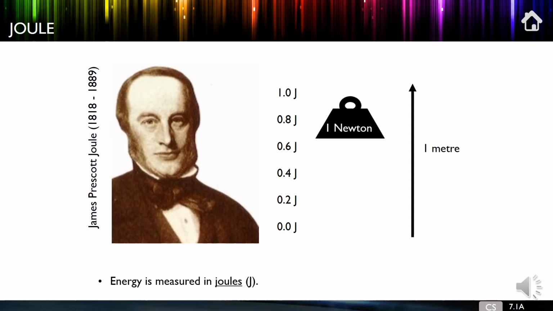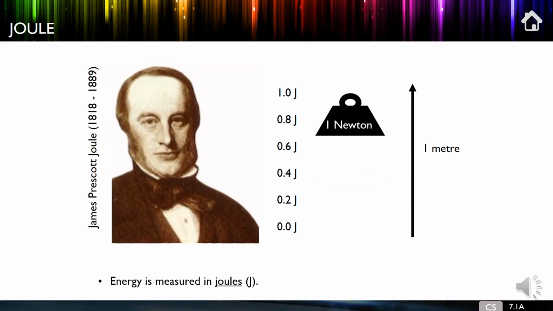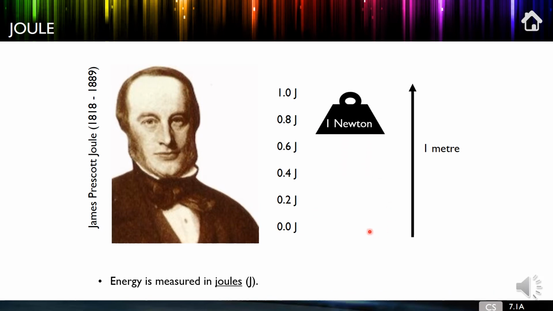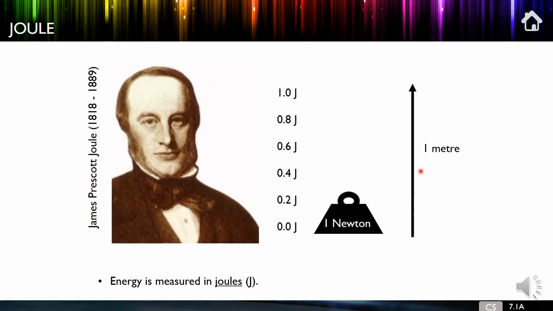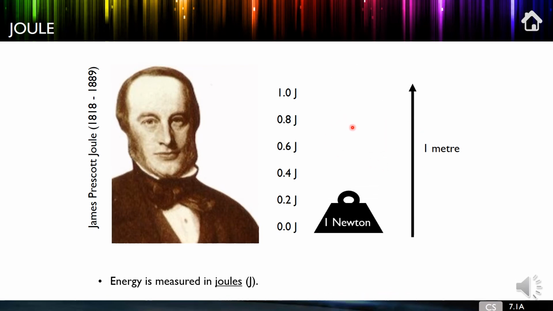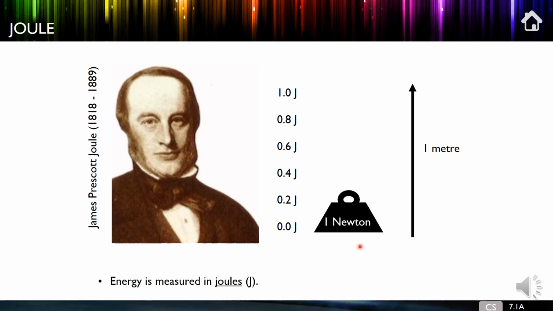So the unit, as we said, is the joule. The definition of a joule is a Newton meter. So if you exert a force of 1 Newton through a distance of 1 meter, by definition you are transferring 1 joule. So it might be from chemical to GPE in this case.